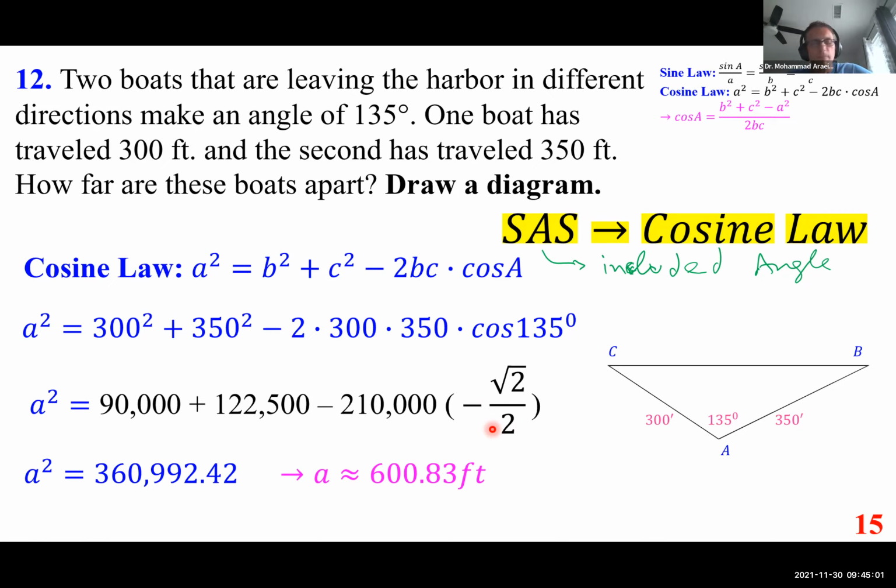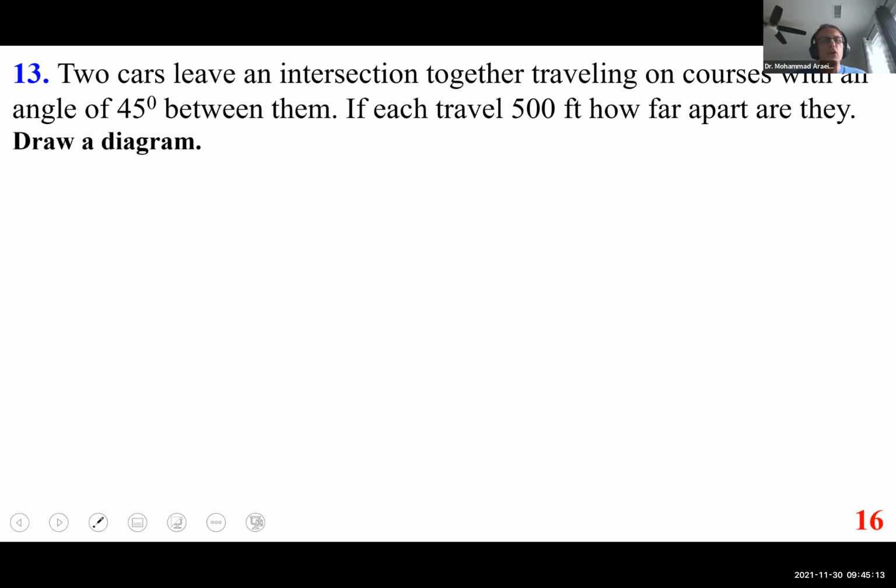SAS will do the job. So I hope you see how important it is to have the proper diagram. Could you read this, please? Two cars leave an intersection together, traveling on courses with an angle of 45 degrees between them. If each travels 500 feet, how far apart are they? Draw a diagram. Again, it's all about understanding what's given and coming up with the proper diagram.